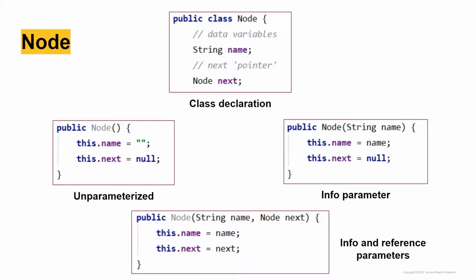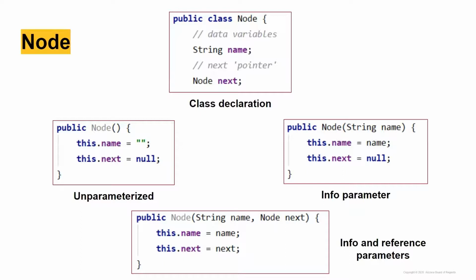So we have the next reference here, and we just say node next to say that we are always going to have a next reference in any node. All right, on the left side here, we have our unparameterized constructor. As you can see, just like any constructor for any class, we're going to say public and then the name of the class.